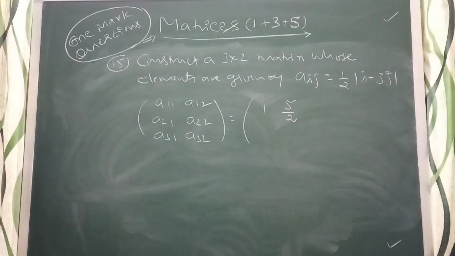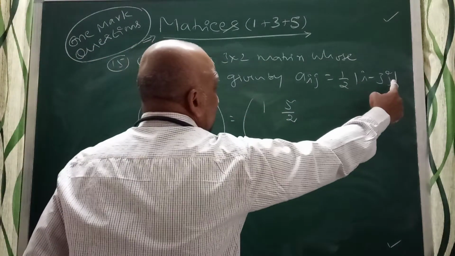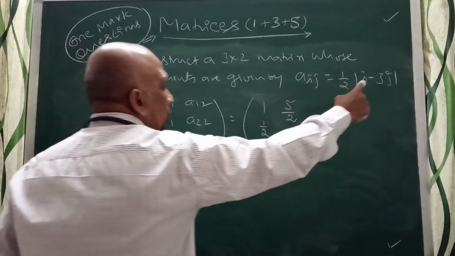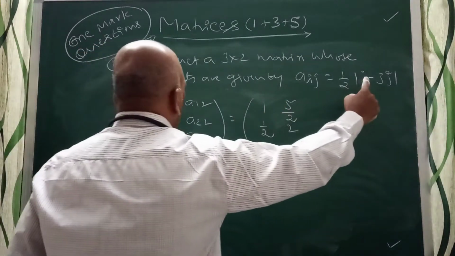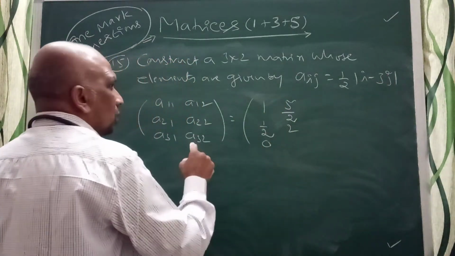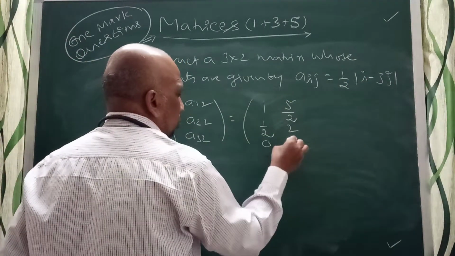Well, the first row is this one. Second, we substitute 2, 1. You will get 2 minus 3. You get 1 by 2. 2, 2: you will get 2 minus 6, 4 by 2 will be 2. 3, 1: you will get 3 minus 3, it will be 0, right. And this 3, 2: 3 minus 6, you get 3 by 2.